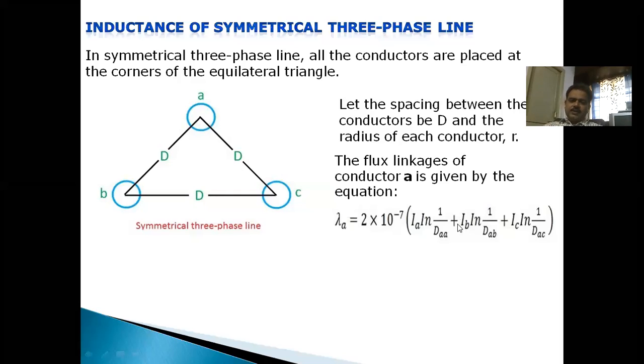Next, this term indicates the flux linkage at conductor A due to current passing through conductor B. So here that is taken as ln 1 by the distance between A and B conductors. If we consider that distance as D, D_AB, so it gives ln.